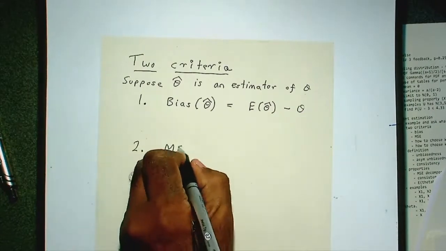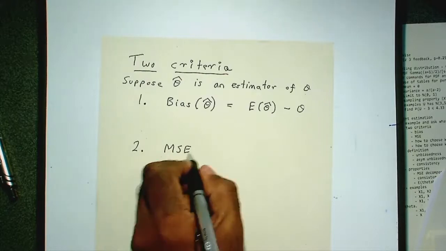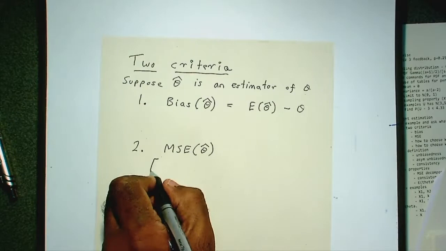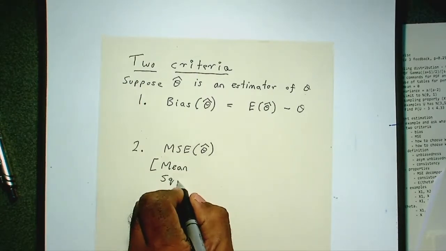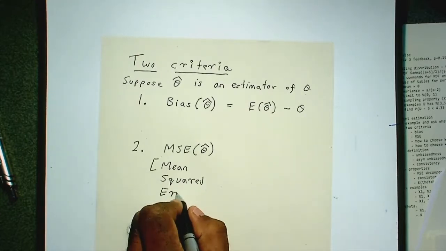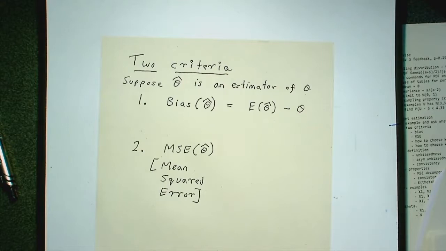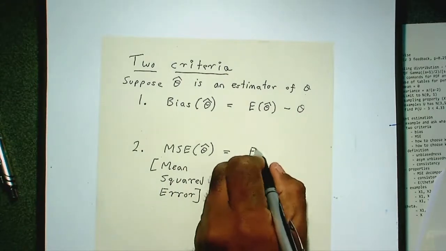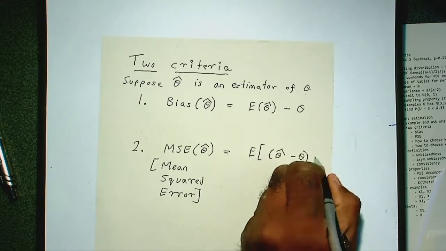And number 2 is the MSE. MSE stands for, I will explain in a minute, mean squared error. Okay, it's the mean squared error, right? And it is defined as the following. It's defined as the expected value of theta hat minus theta, squared.